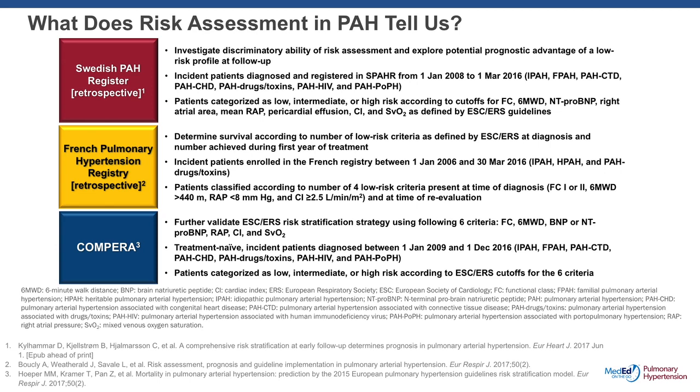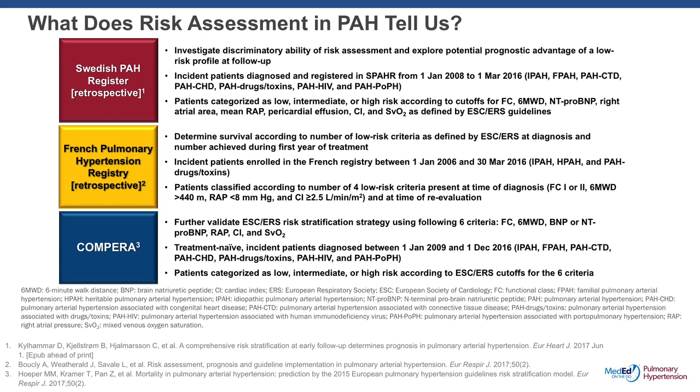So the Swedish registry took incident patients diagnosed from January 1st to March 1st, all types of pulmonary arterial hypertension, and they categorized them as low, intermediate, or high risk based on the cutoffs for functional class, 6-minute walk, biomarkers, right atrial area, mean right atrial pressure, pericardial effusion, cardiac index, and SpO2 by the ERS-ESC guidelines. Basically, if the patient had a variable in the low risk category, they gave it a 1, intermediate risk, they gave it a 2, high risk, they gave it a 3.